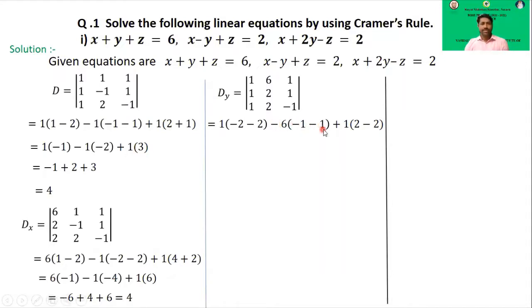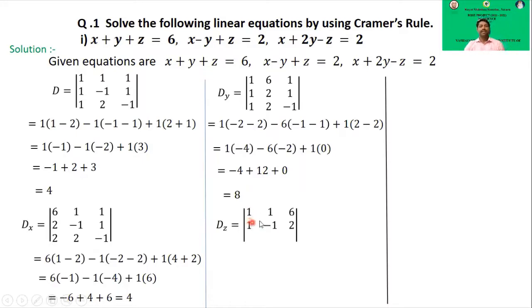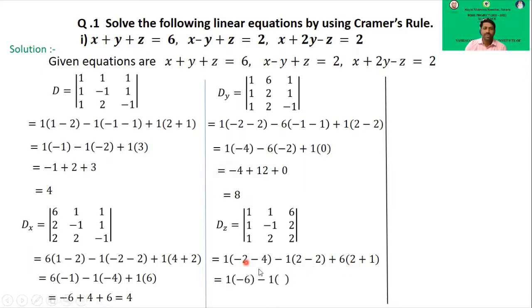So here minus 6, minus 1, minus 1 plus 1, 2 minus 2. So its value comes to be dy is equal to 8. Now dz: replacing the coefficient of z by constants and expanding. So 1 minus 2 minus 4 minus 1, 2 minus 2 plus 6, 2 plus 1. So this is minus 6, this is 0 and 6 into 3. So minus 6 plus 0 plus 18, that is 12. So we have all the four values d, dx, dy, dz.